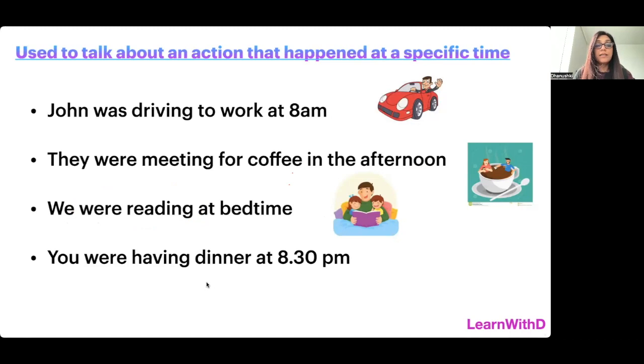Next example, you were having dinner at 8:30 p.m. So over here, we have a time which is 8:30 p.m. So we have to use the past continuous form and we say you were having dinner at 8:30 p.m. Right? I hope that was clear.